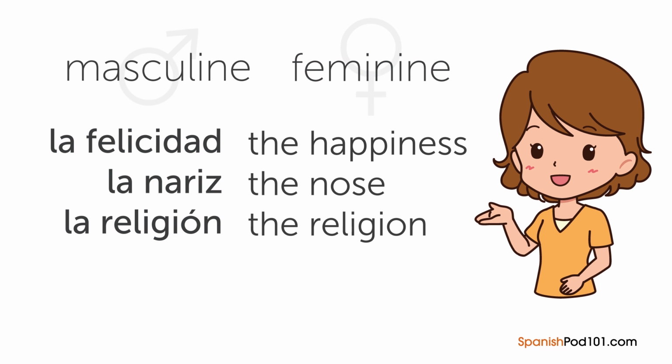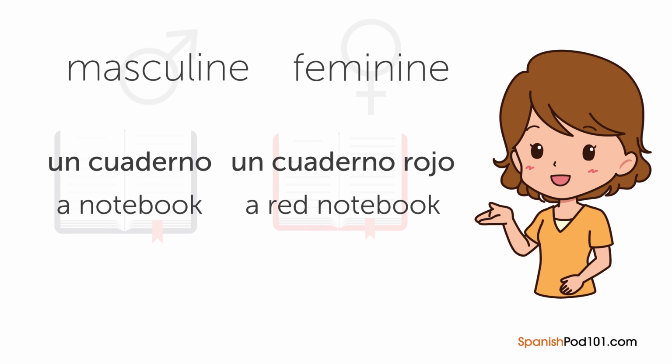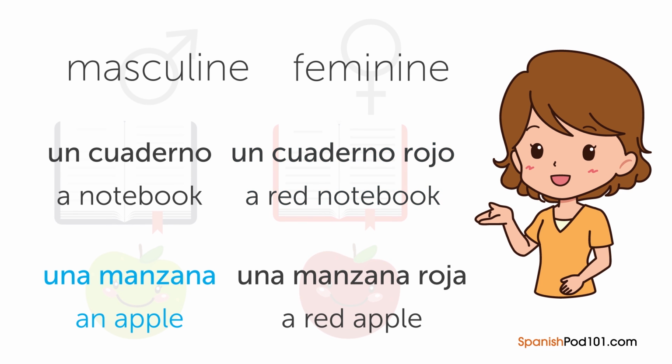It's important to remember what gender a noun is because it sometimes influences other parts of the sentence. Adjectives in particular change their spelling according to the gender of the nouns they modify. It goes a bit like this. A notebook, un cuaderno, is masculine. So to say a red notebook, you could say un cuaderno rojo. An apple, una manzana, is feminine. So a red apple could be una manzana roja, with rojo changing to roja, ending with an A.